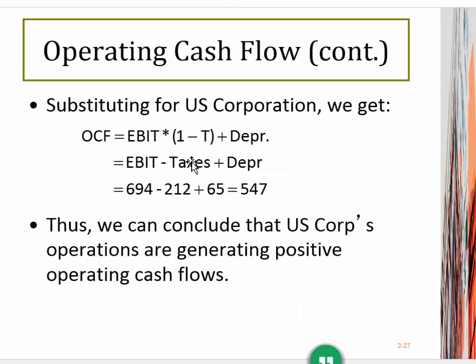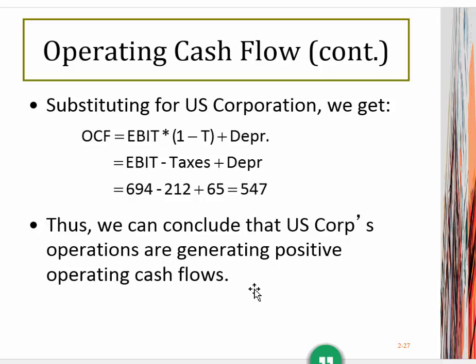So we have the company that we've been looking at in this chapter called U.S. Corporation. And if you go back and find those financial statements, you'll see that to calculate operating cash flow, EBIT is $694. The taxes that are paid is $212, and you add back depreciation. So the operating cash flow of U.S. Corporation is $547. So we can at least conclude at this point that U.S. Corporation's operations are generating positive operating cash flows.